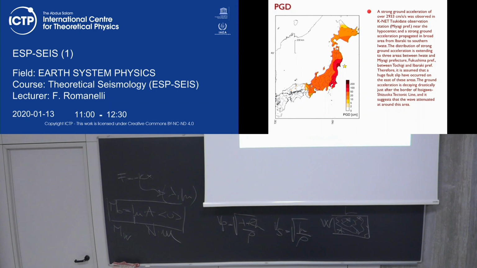What is plotted here, using the recordings from the KNET, is PGD. Now you could ask, what is PGD? It's very simple. It's peak ground displacement. So you take your signal, your beautiful signal, you take the peak and you plot it. And you see how the largest values are concentrated here and here, and then decreasing.